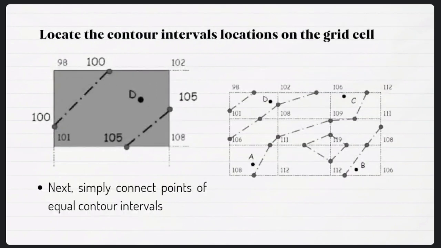And then after doing everything, we can connect the points with similar elevations. So this 100, you connect it to the points with a value of 100, and the 105 to the points with a value of 105. If we simply connect points of equal contour intervals, what is shown on the right are all the connected points in this 3 by 3 grid cell. So that is the look of the contour map using the checkerboard method.